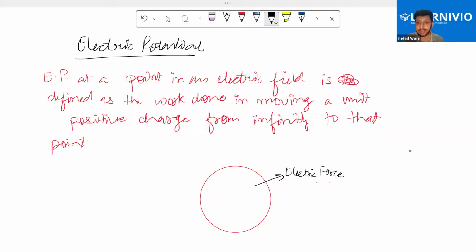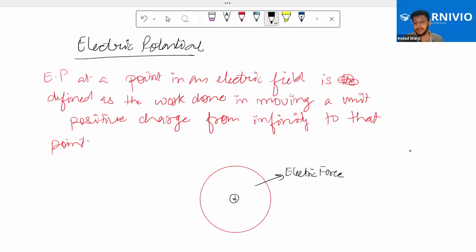Now, in this electric field, where electric force is there, you have to define an electric potential. So electric potential at that particular point in an electric field is defined as the work done in moving a unit. Okay, now let's first understand through a diagram. Then we'll go on to the definition.